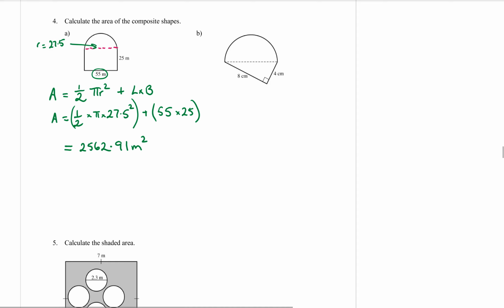Okay, part B. We have got half of a circle here on the top. So again, we're going to need the half of pi r squared, half of a circle. Plus this time on the bottom here, we have a triangle. So the formula for a triangle is half the base times the height. So there's my two shapes.